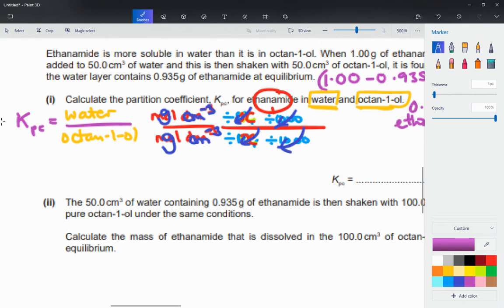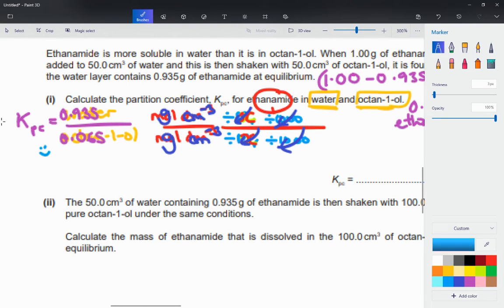So 0.935 remained in water, and 0.065 remained in the octan-1-ol. 0.065, I should say, moved across, and 0.935 plus 0.065 is equal to 1 gram. Okay, so that's your little self-check. There's a nice little check that you can do at that stage.